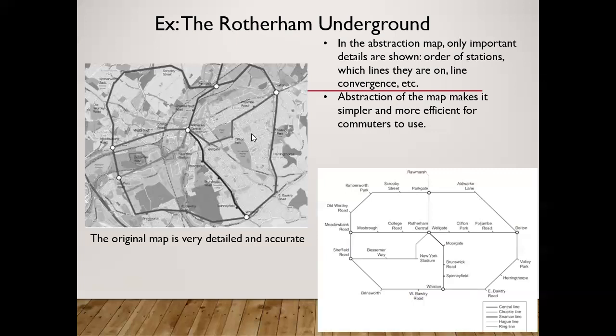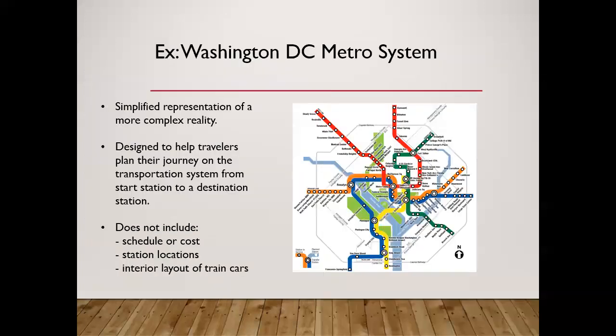Like, this is an industrial area. This is an area with a lot of streets in it. This is an area which is open. It doesn't have that because the people who are using the metro probably don't need to know that to get from one station to another. They just need to know where the stations are.